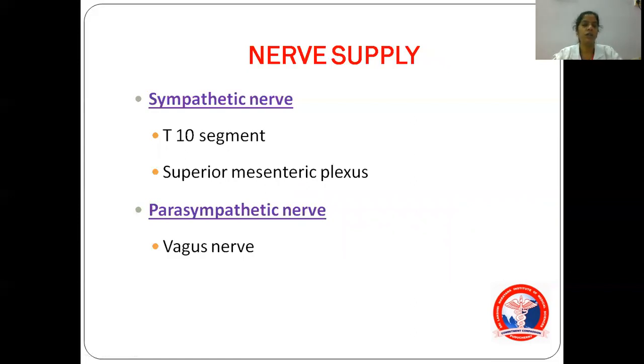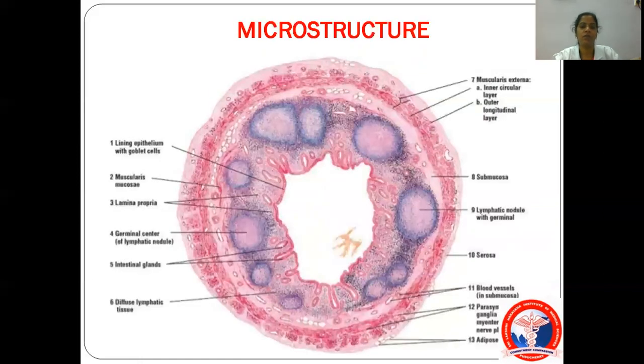All abdominal organs in our body are under the control of autonomic nerves. Particularly, parasympathetic fibers arise from the vagus, while sympathetic means a particular segment; from a particular segment they will supply the organs. So this is about the nerve supply of the appendix.